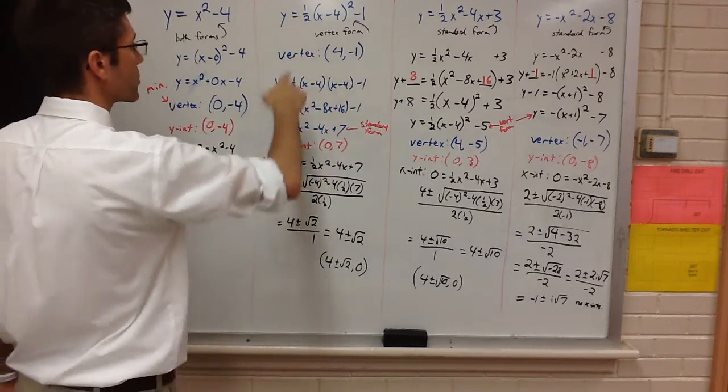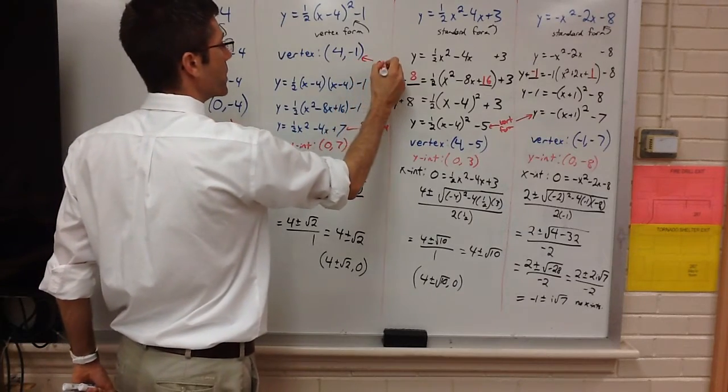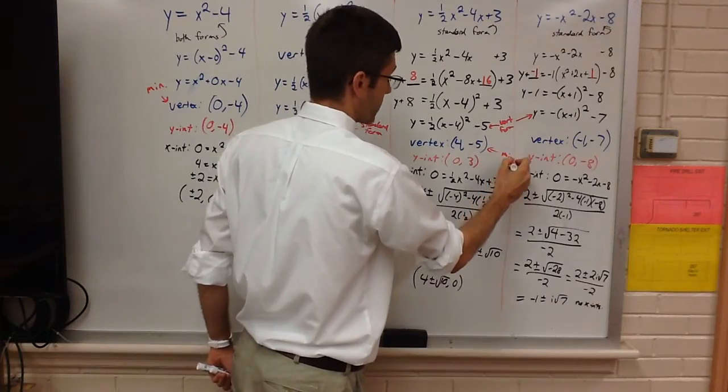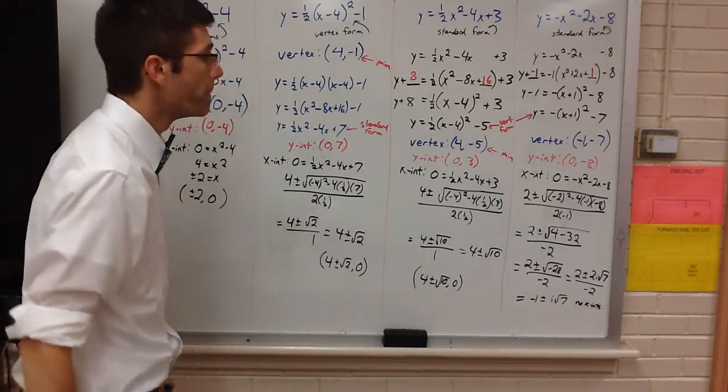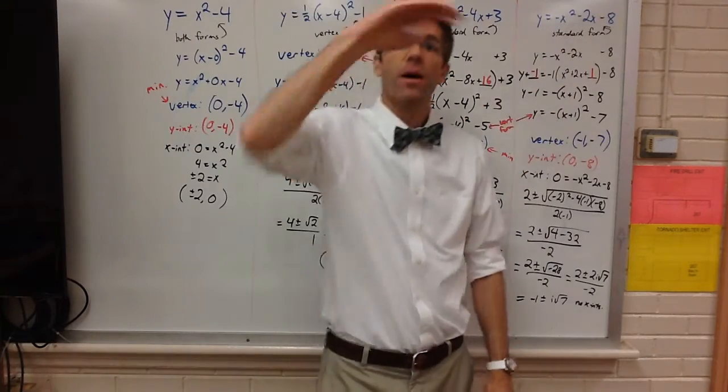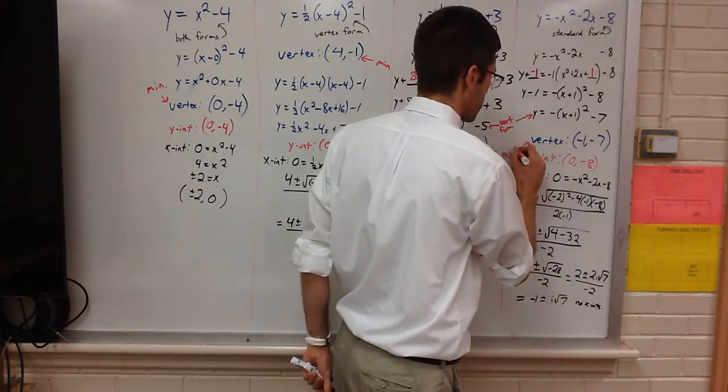Where's my vertex on this one? There it is. This one is a minimum, and my vertex is here. It's getting sloppy, isn't it? That's why you have a chart. My vertex over here is a maximum, though, because that negative turned it upside down. So this is a max.